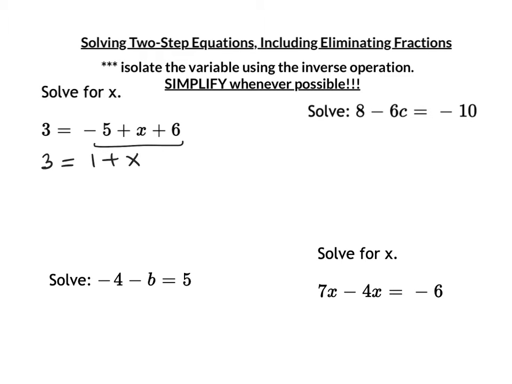Now, the goal here is to isolate the variable, get it by itself, and we use the inverse operation. That 1 is added to the x, so to get rid of the 1, we subtract a 1 from both sides. To get rid of addition, we subtract. And this makes this x plus 0, which is just x, and 3 minus 1 is 2.